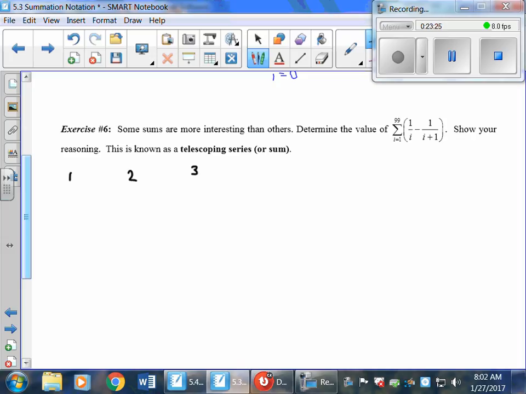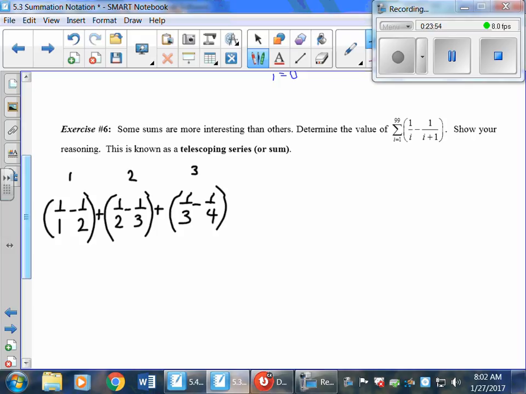So here, when I is 1, I'm going to have 1 over 1 minus 1 over 2. And then when I is 2, which is 1 over 2 minus 1 over 3. I'm sorry, it's minus, not plus. Make sure you're writing that down. And then the next one is going to be 1 over 3 minus 1 over 4. All right, well, that's making me feel better. I'm kind of understanding how this works.